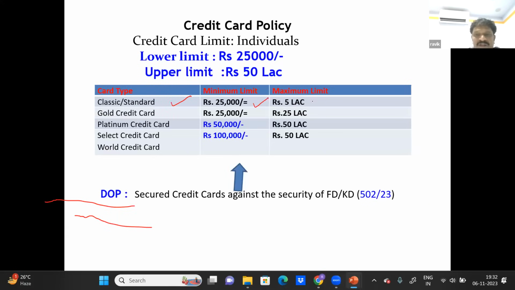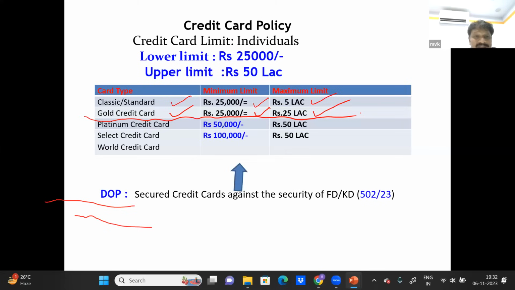Minimum 25,000, maximum 5 lakhs. Gold credit card: minimum 25,000, maximum 25 lakhs. So these two are small cards, we will remember them. Both have a minimum limit of 25,000 only, and the maximum is 5 lakhs and 25 lakhs.